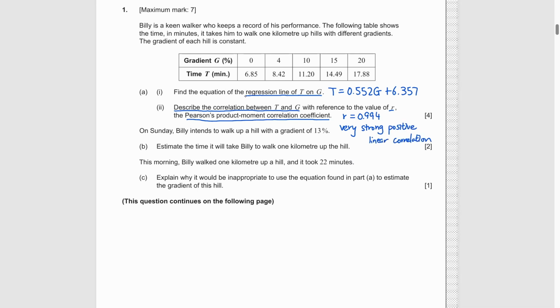For part B, we are told that G equals 13, and we want to find T. So, we substitute G equals 13 into the regression equation and get T equals 13.5.